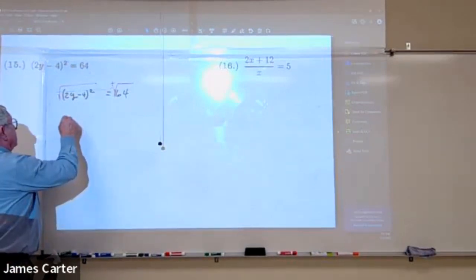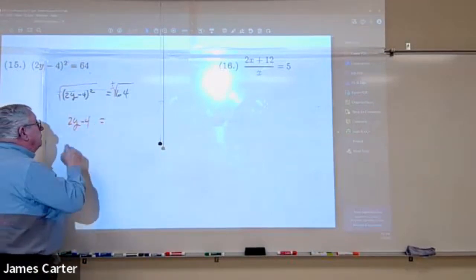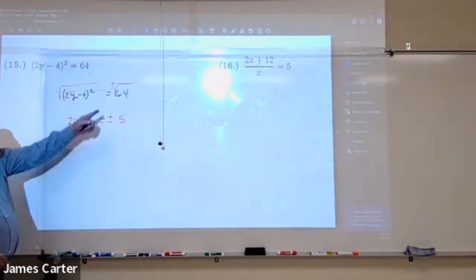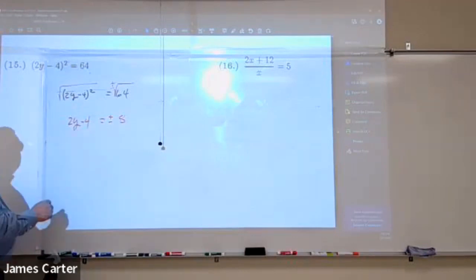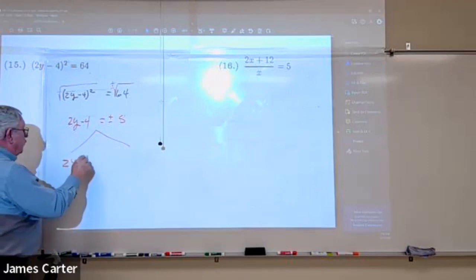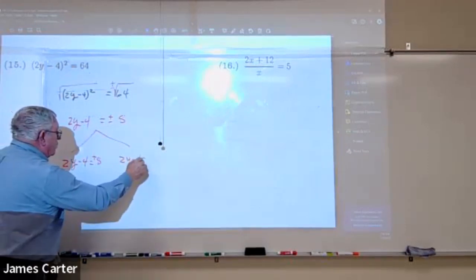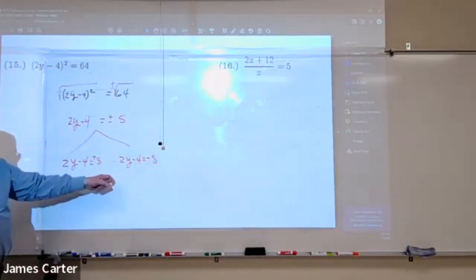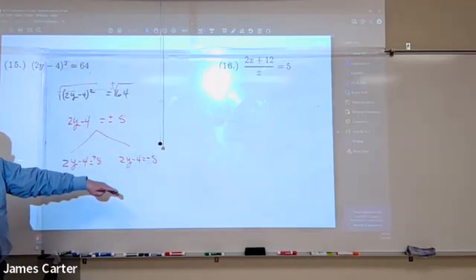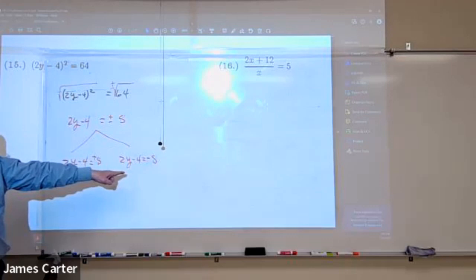Okay, this side just gives me 2y minus 4. That's the easy side. Well, here we're going to get plus or minus 8, right? So now we got to break it into our two parts. 2y minus 4 equals positive 8. 2y minus 4 equals negative 8. And I really would suggest that you write down both of these before you start solving either one of them. Because if you just write this one down first, solve it, you might forget about that one.